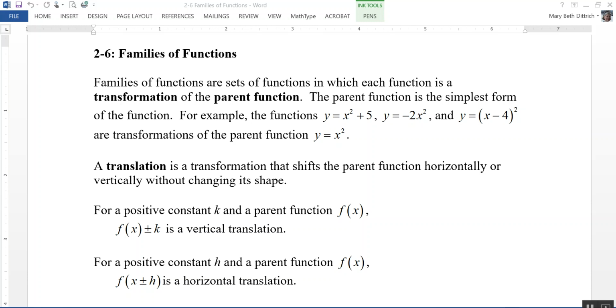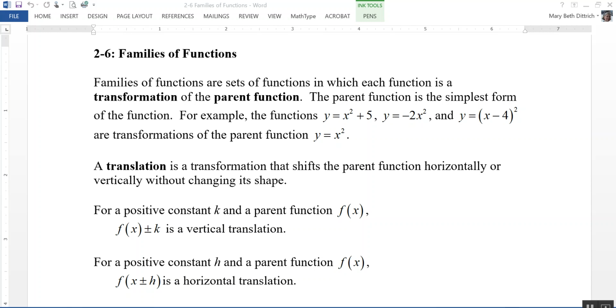Section 2.6 is on families of functions. Families of functions are sets of functions in which each function is a transformation or a change from the parent function. The parent function is the simplest form of the function. For example, the functions y equals x squared plus 5, y equals negative 2x squared, and y equals the quantity x minus 4 squared are all transformations of the parent function y equals x squared.